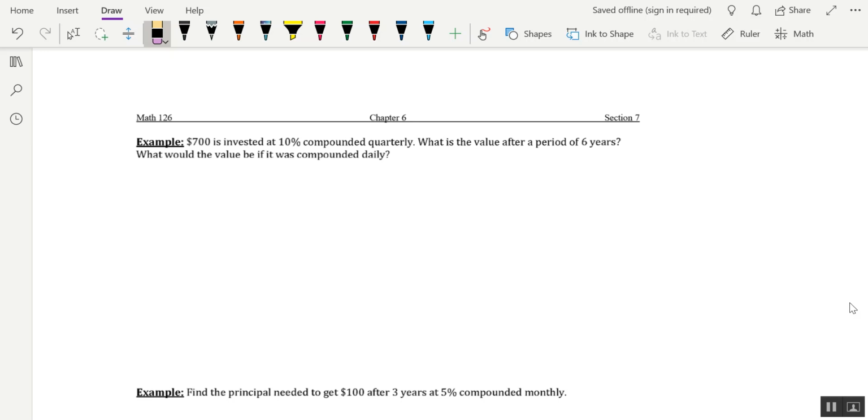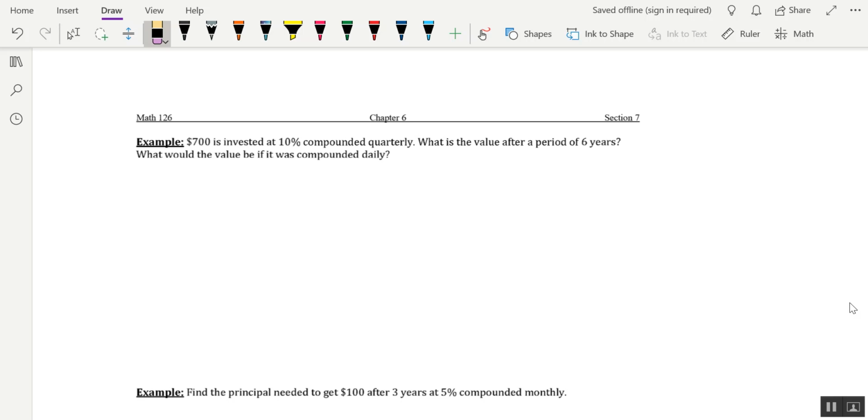In this video, we're going to do an example involving the formula for compound interest. So let's go ahead and dive right into it. In this example, it says that $700 is invested at 10% compounded quarterly. And then there are two questions that follow it.